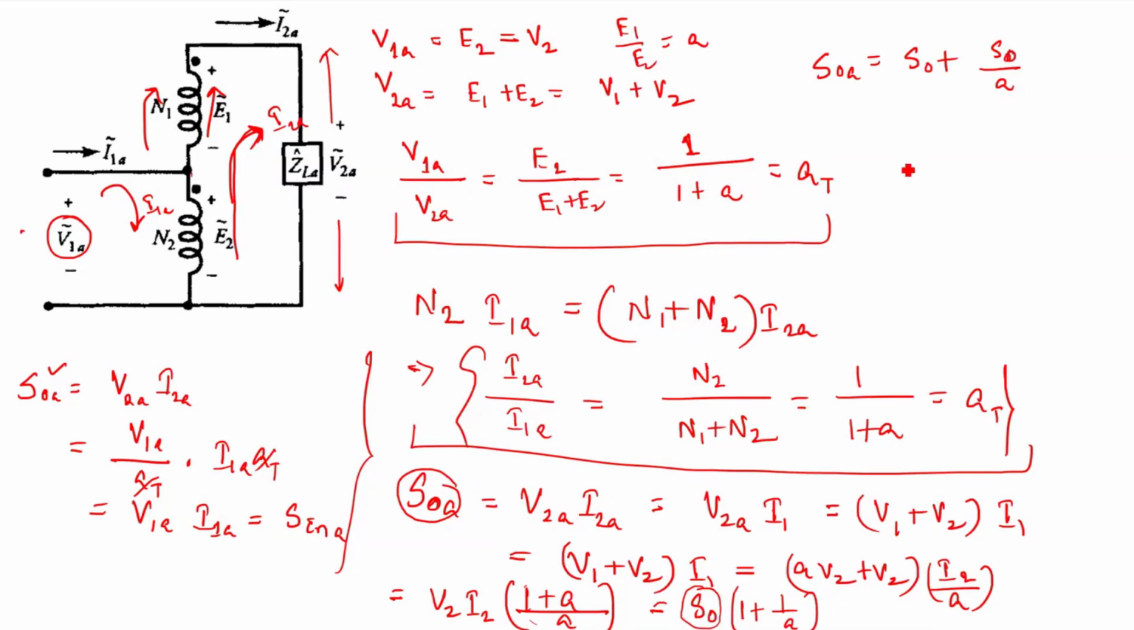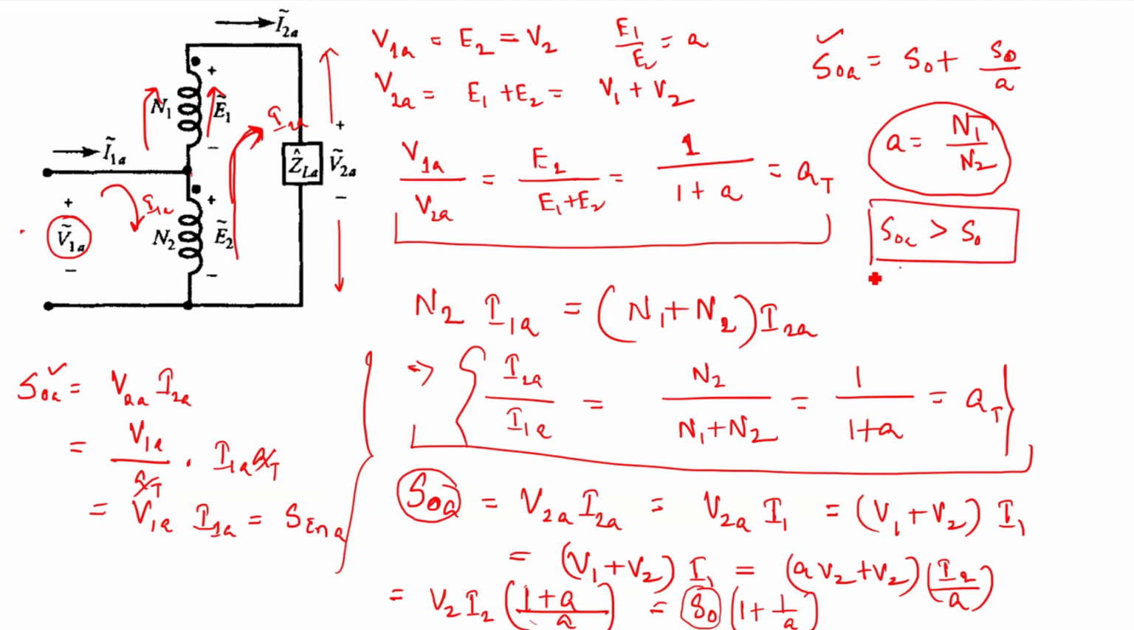And A is equal to N1 by N2. So that means the output of the autotransformer is always greater than the output of the two winding transformer of the same size, right? So this is for this kind of structure.